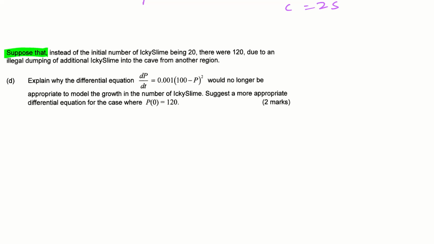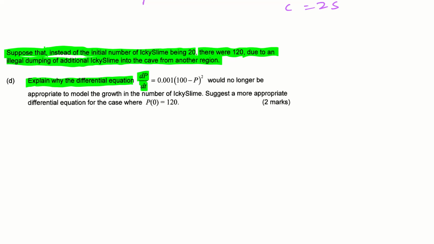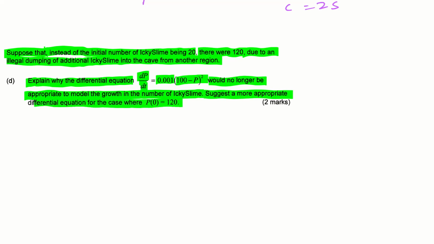Suppose that instead of the initial number of icky slime being 20, there were 120 due to an illegal dumping of additional icky slime into the cave from another region. Explain why the differential equation dp/dt = 0.001(100 - p)^2 would no longer be appropriate to model the growth in the number of icky slime. Suggest a more appropriate differential equation for the case where p0 is 120.